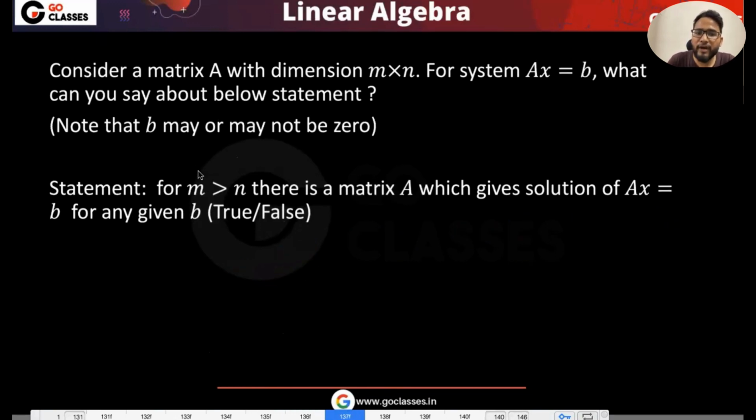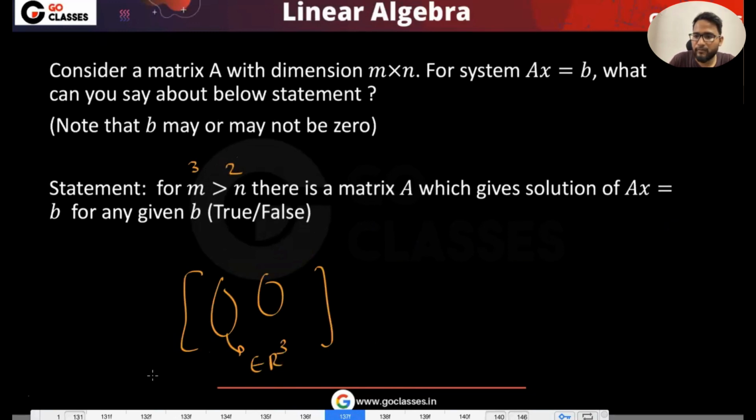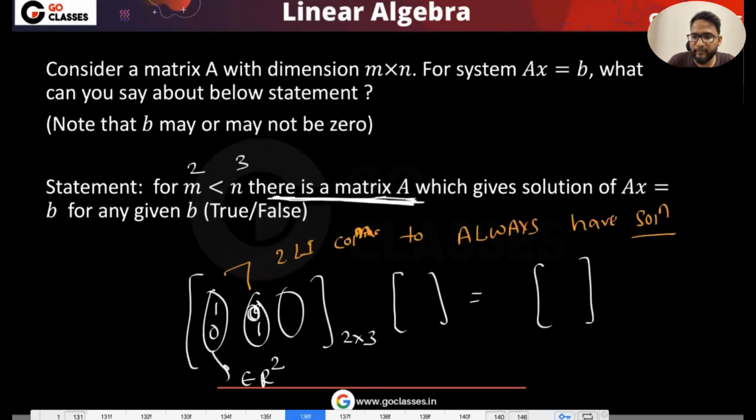They are saying for m greater than n, maybe this is 3, this is 2, which means there are 3 rows and 2 columns. This is in R3. Yuvraj is saying that in the previous question, for m less than n, there is a matrix A which gives the solution of Ax equal to B for any given B. Yeah, that is true, right?